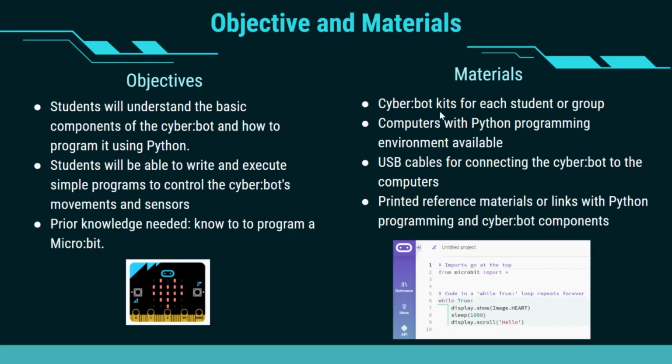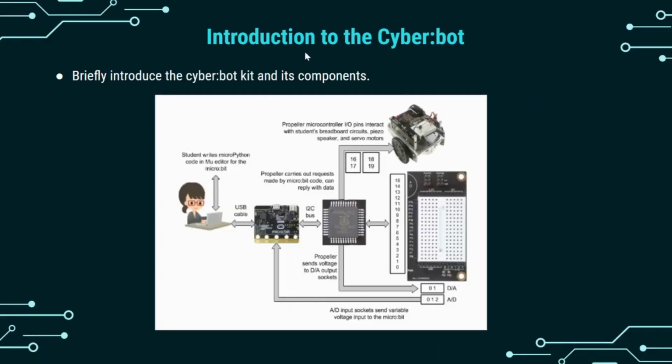The materials: Cyberbot kits for each student or group. In my class, students were paired with a partner, so groups of two. Computers with Python programming environment available, USB cables to connect the Cyberbot to the computers, and printed reference materials or links with Python programming and Cyberbot components. The first part was to go over all of the pieces and make sure that students understand how they're going to connect things in order for them to complete their Cyberbot robot.